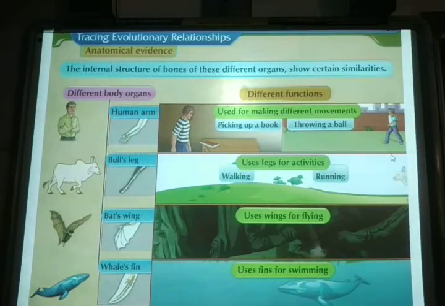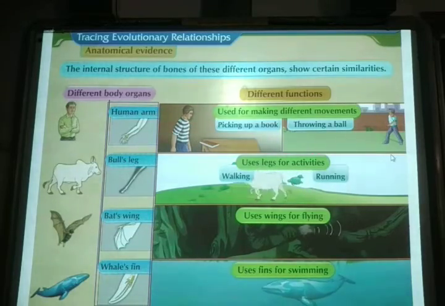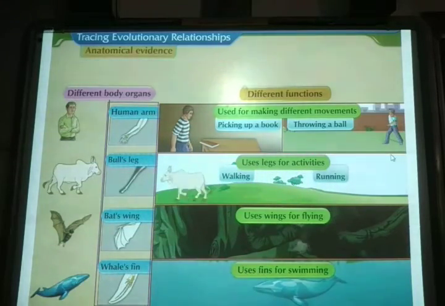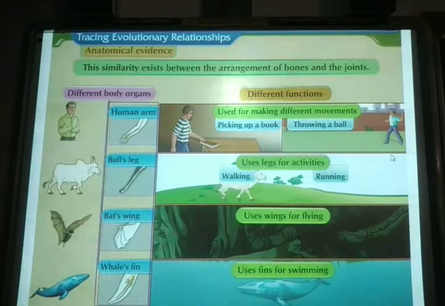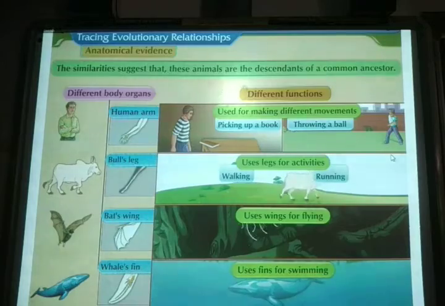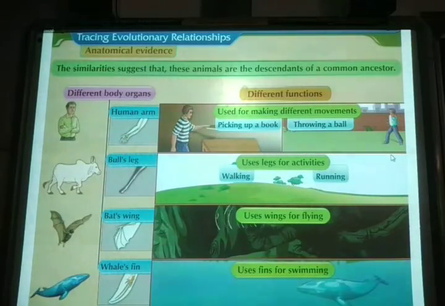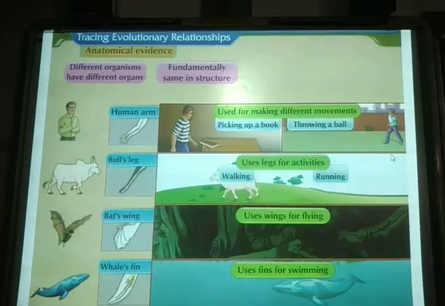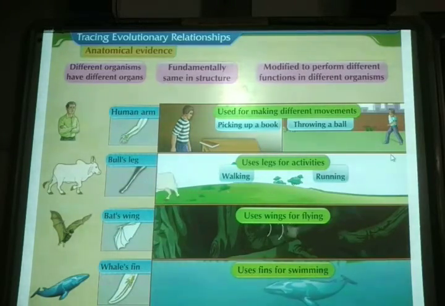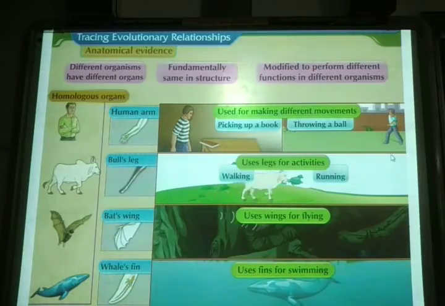But when we observe the internal structure of bones of these different organs, we can see certain similarities. This similarity exists between the arrangement of bones and the joints. Such similarities suggest that these animals are the descendants of a common ancestor. Different organisms have different organs which are fundamentally same in structure but are modified to perform different functions in different organisms are called homologous organs.